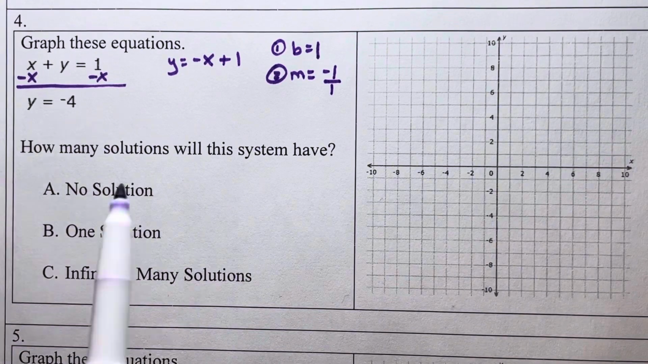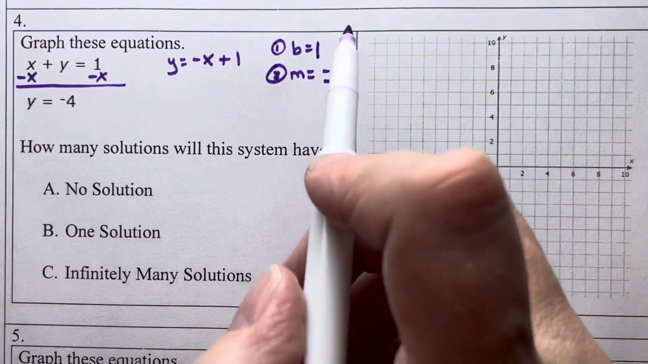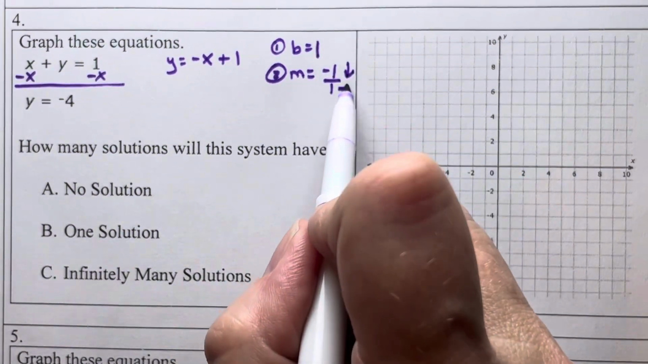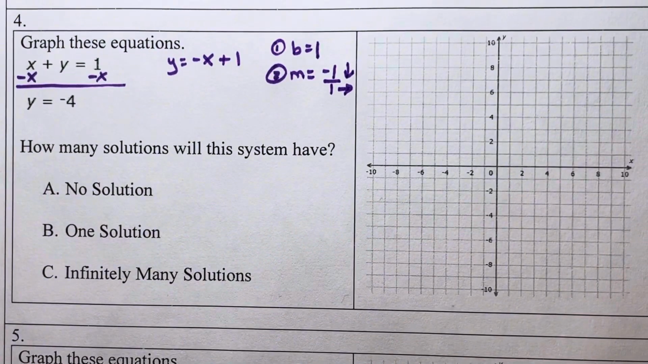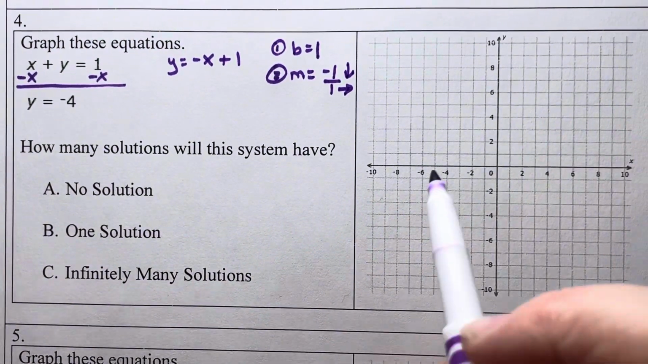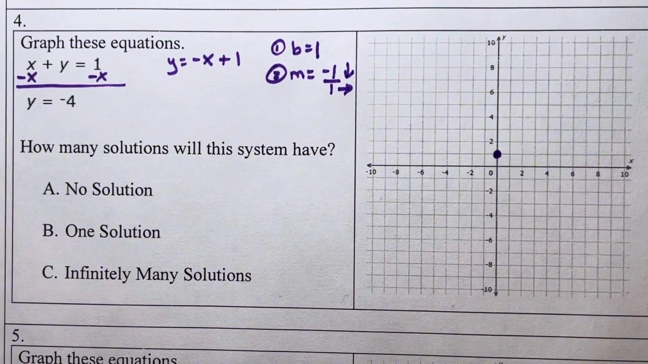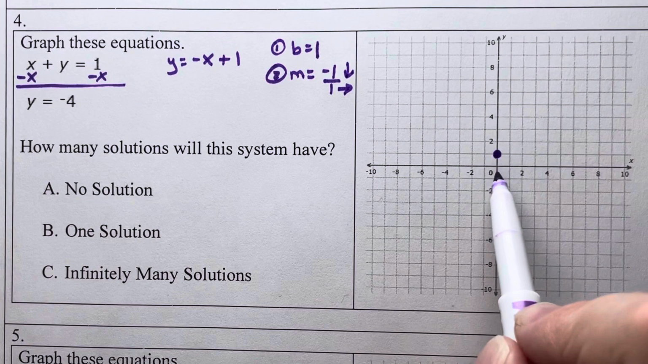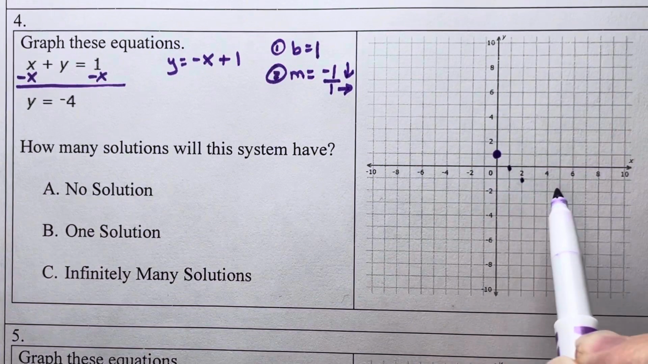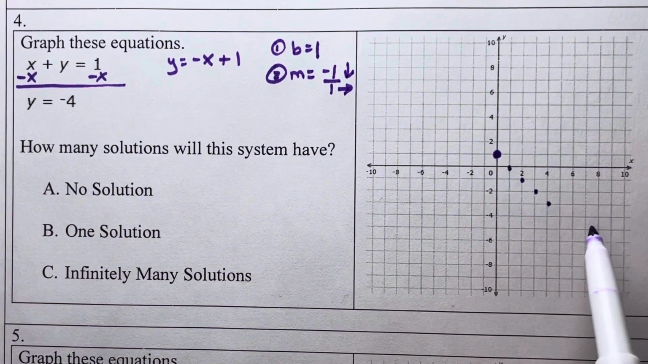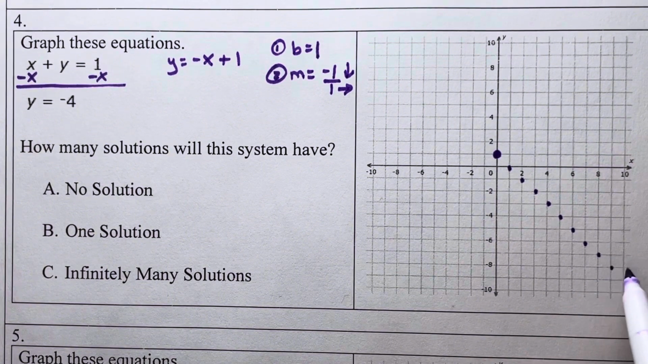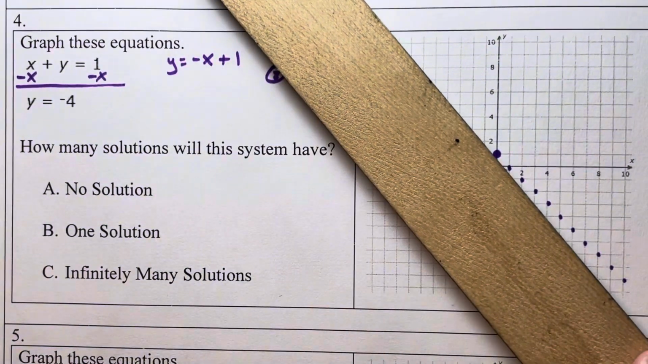Since our slope is negative, we know we're going to travel down and to the right. Okay, let's plot our points. Y-intercept is at +1. There it is. And now, using our slope, down 1, right 1, down 1, right 1, down 1, right 1. Again, as I always encourage you to do, keep using that slope going forward until you run out of graph. Let's use our straight edge.